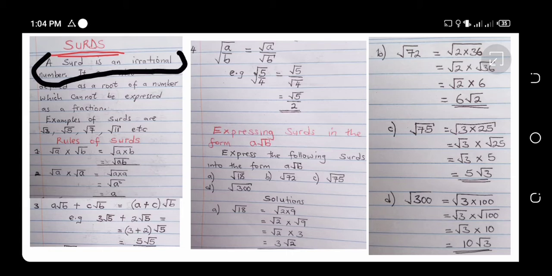Like for example, we have listed down here examples of surds. Like root of 3, root of 5, root of 7, even root of 11, root of 10. All those ones are surds. Why? Because they are irrational. There's no way we can simplify them further and the root disappears. So any number of this form, whereby when we simplify it the root does not disappear, that number is known as a surd or an irrational number.